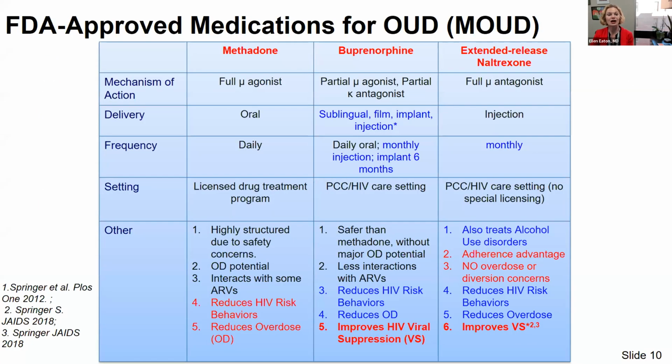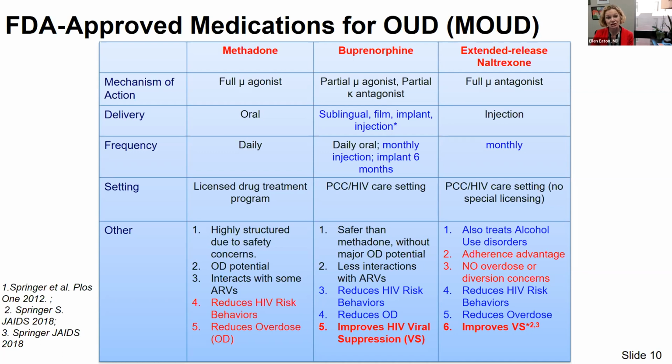Okay, so here's a table of our FDA-approved medications for opioid use disorder, for which we'll use the term MOUD. You can see methadone, buprenorphine, and extended release naltrexone. Methadone and buprenorphine are our opioid agonists, and naltrexone is the antagonist. You can see on the left that methadone is much more restricted. You have to have a licensed drug treatment program to prescribe it; it's highly structured and requires oral daily dosing.